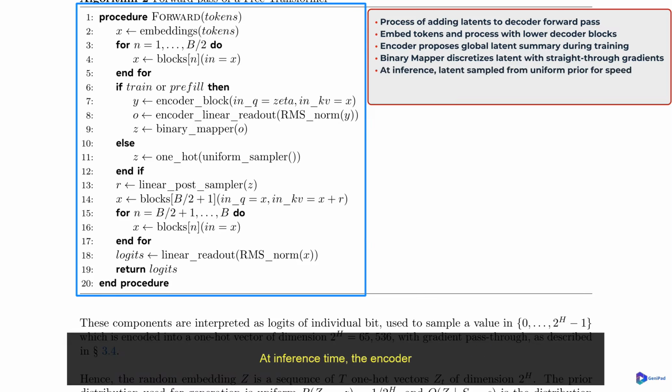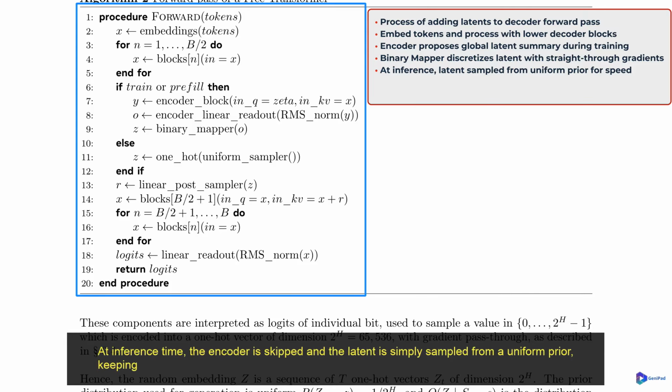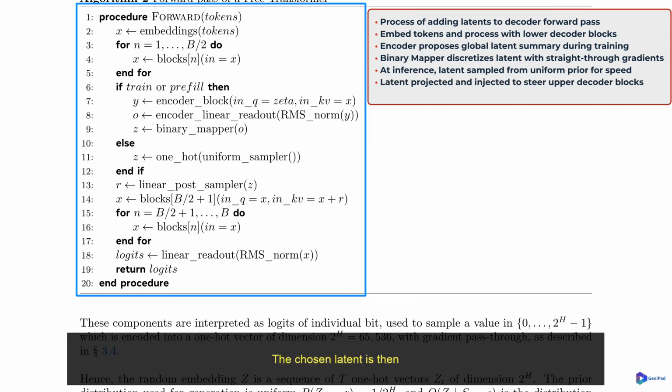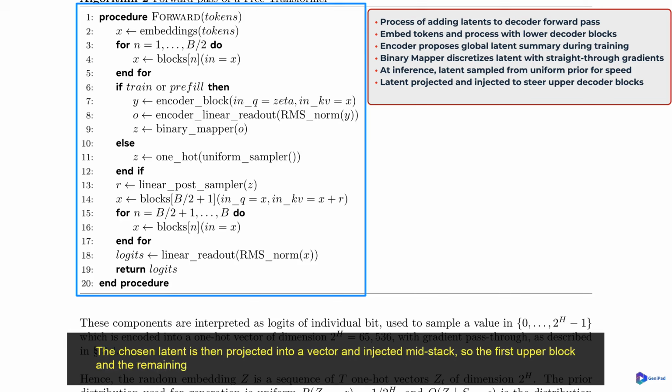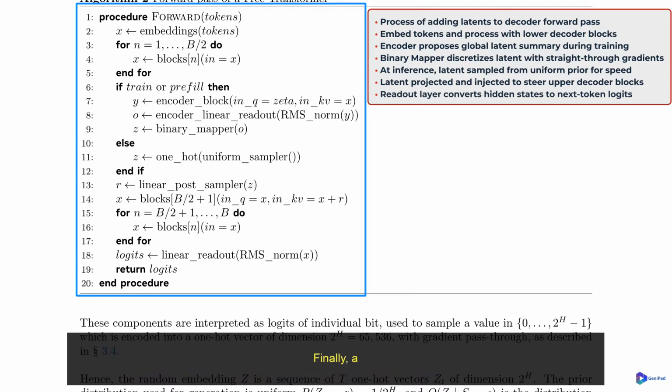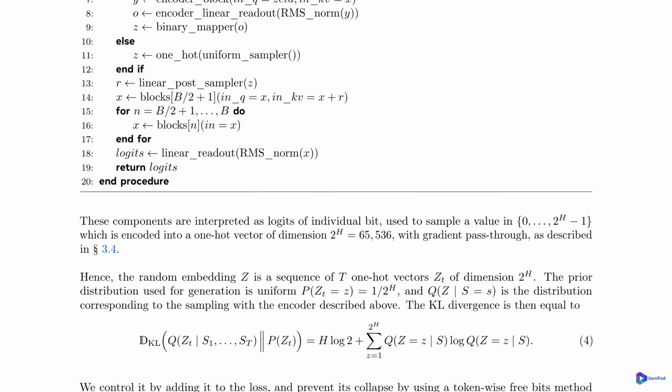At inference time, the encoder is skipped and the latent is simply sampled from a uniform prior, keeping generation as fast as a standard decoder. The chosen latent is then projected into a vector and injected mid-stack, so the first upper block and the remaining blocks steer their computations with this global signal on top of the token-wise context. Finally, a readout layer converts the resulting hidden states into logits for the next token distribution.